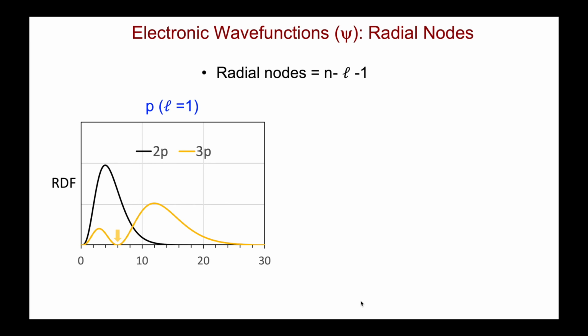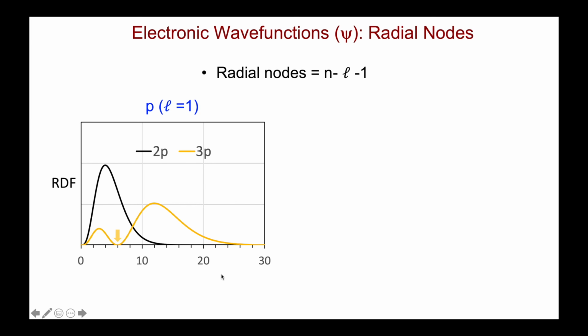There's no 1p orbital. The first time it's allowed is for n equals 2. The first appearance, 2p, will have no radial nodes. Then for 3p, it'll have one radial node. 4p, 2. 5p, 3, etc.